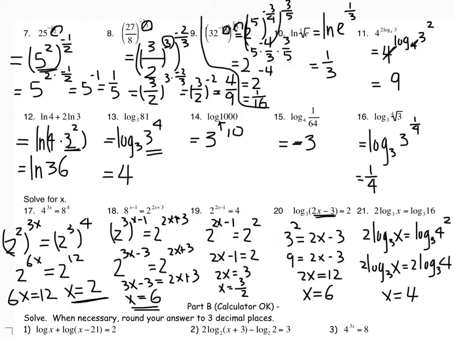Number 21, can I make them into the same base? To the right, 16 can be written as 4 raised to the second power. Then the 2 can be brought to the front using the power property. The 2 and 2 can be reduced as I divide both sides by positive 2. The only way for these two numbers to equal each other is if the argument is the same. So x would have to equal 4.